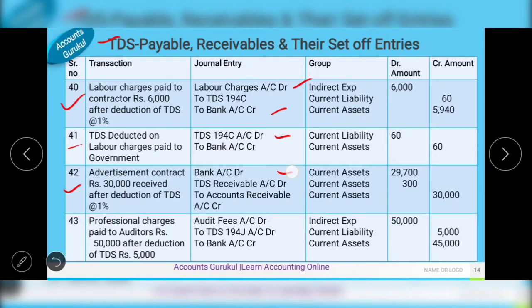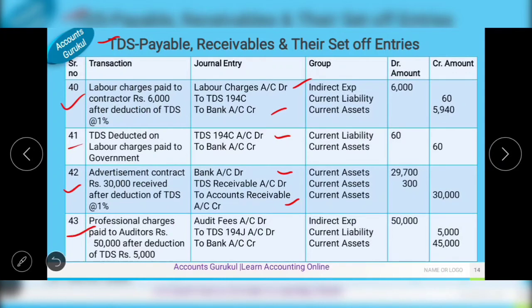So bank account debit with 29,700, TDS receivable account debit is 300, क्योंकि ये TDS deduction करके he is going to pay on our name, he is going to pay to the government and submit the ETDS return, and when we are going to file our income tax return, that time we are able to get the benefit of this amount to set off against our liability or to ask the government for a refund of that amount. So TDS receivable account is our asset and that's a debit of 300. And the total two accounts receivable, that's 30,000. So we have to credit the accounts receivable to the customer, that's 30,000.